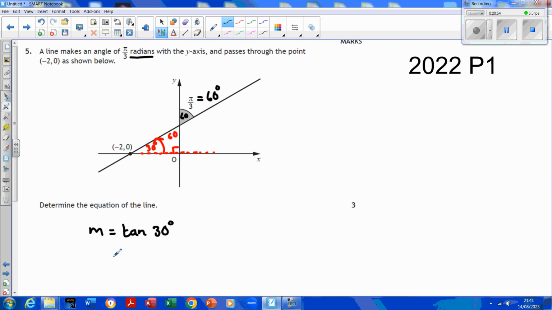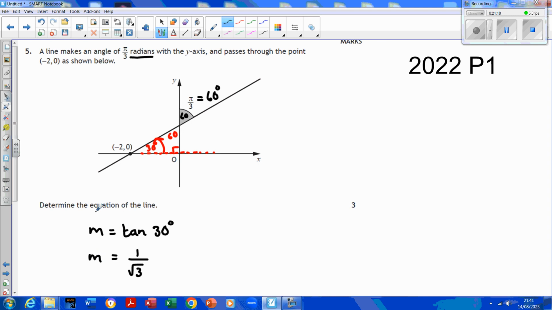So I can work out what the gradient is. This is a paper one, non-calculator. You're using your exact values. So what you want to do is look at the exact values that you've got on the front of your information sheet. And if you do that, you'll find out that it's 1 over root 3. So the gradient is 1 over root 3.